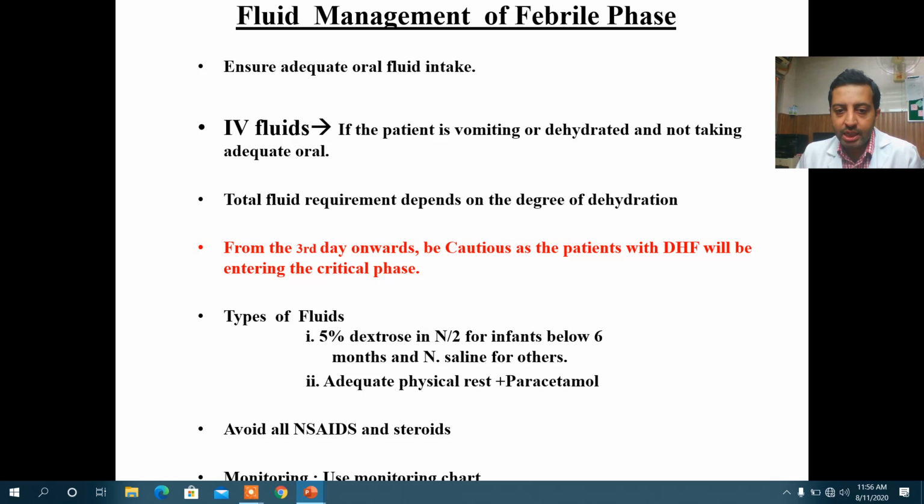And in infants above 6 months and up to adults, we will be using normal saline, and will not be including dextrose in that. Adequate physical rest and use of paracetamol for fever. So we have to avoid all the NSAIDs and steroids because they can cause bleeding.